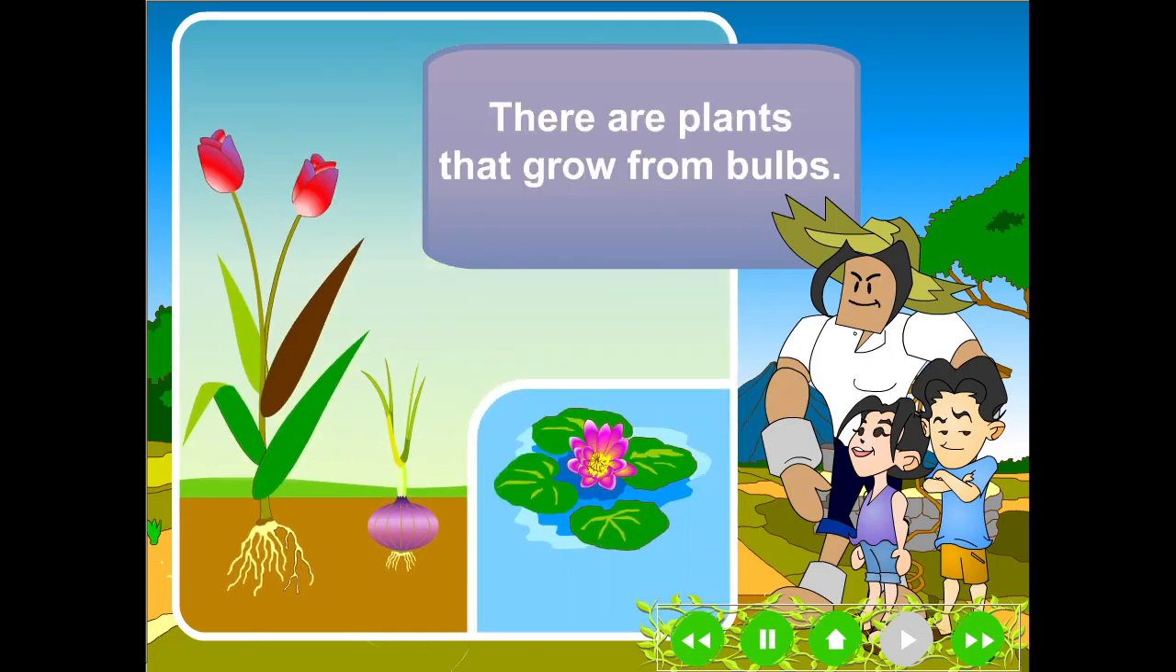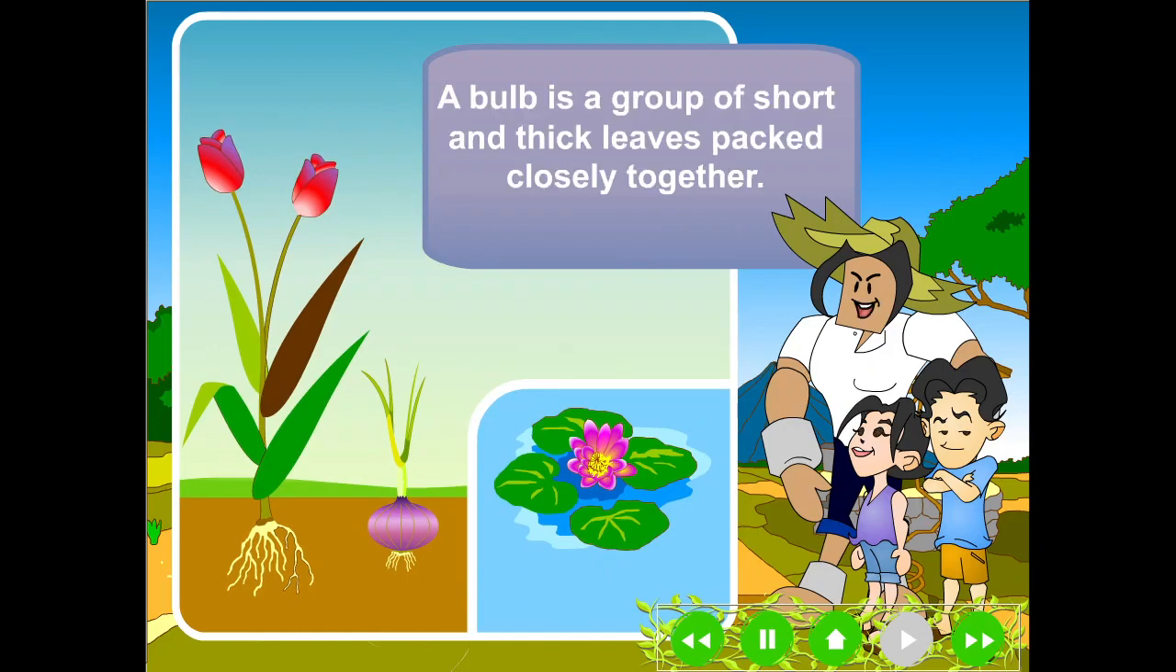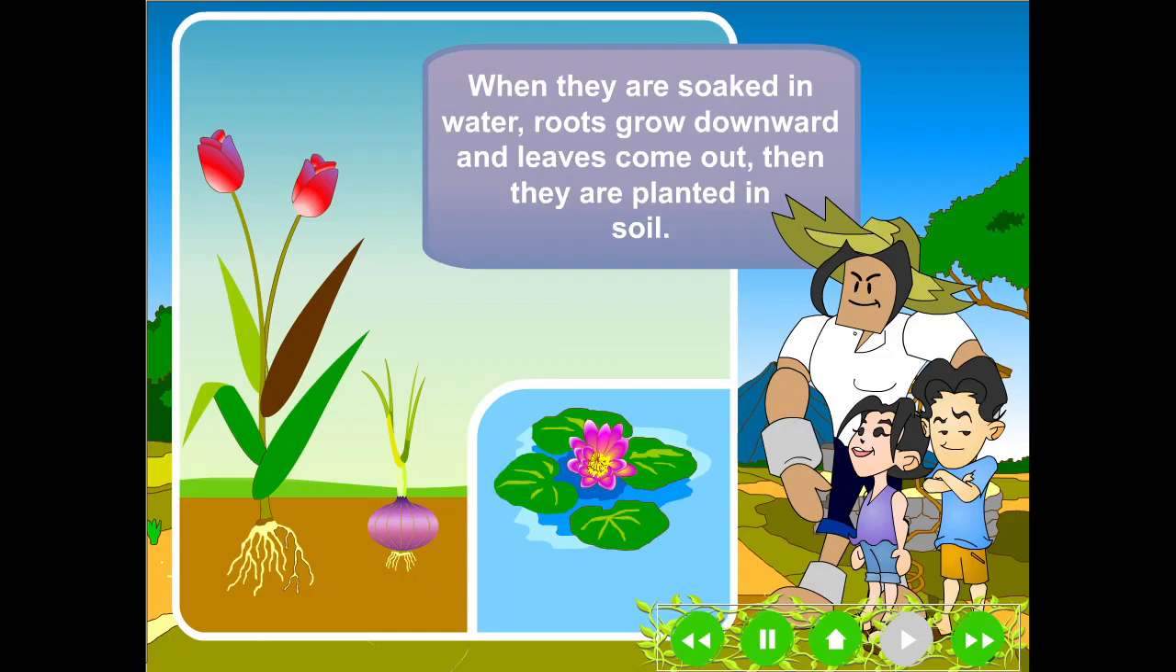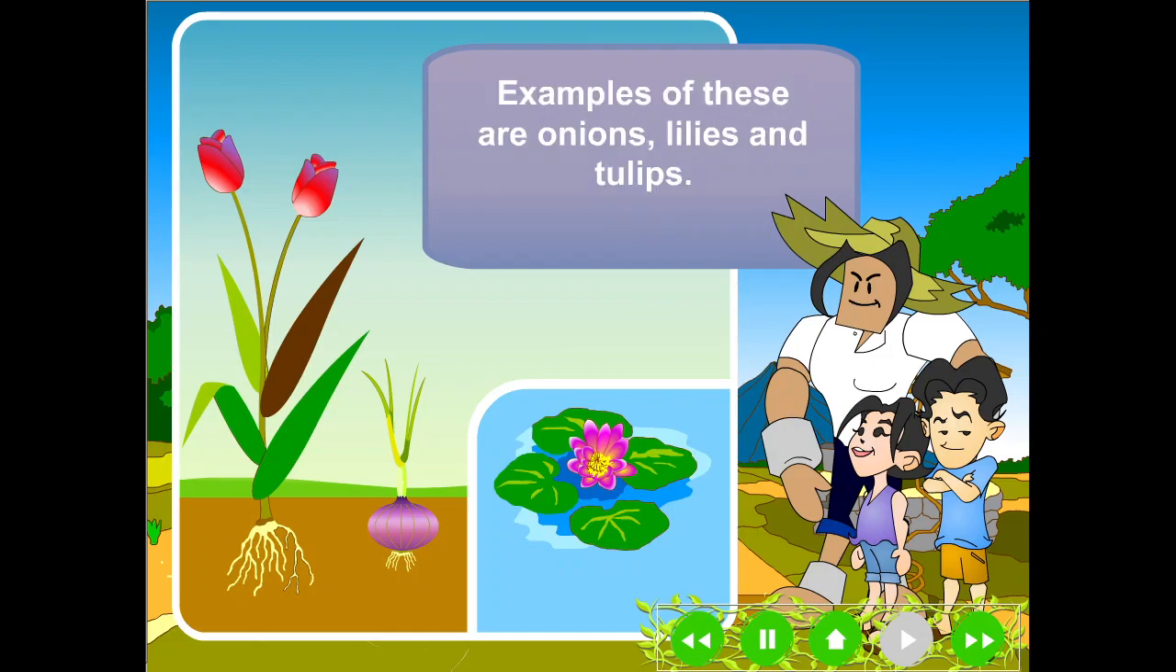There are plants that grow from bulbs. A bulb is a group of short and thick leaves packed closely together. When they are soaked in water, roots grow downward and leaves come out. Then they are planted in soil. Examples of these are onions, lilies, and tulips.